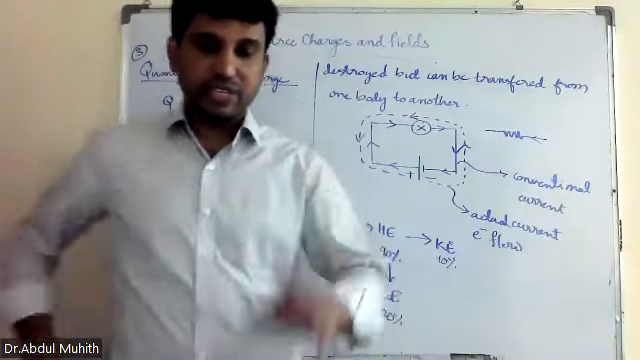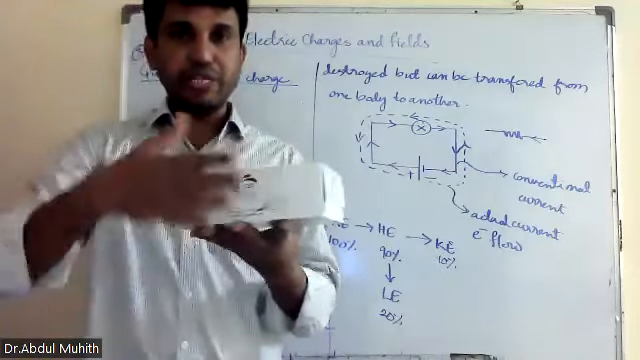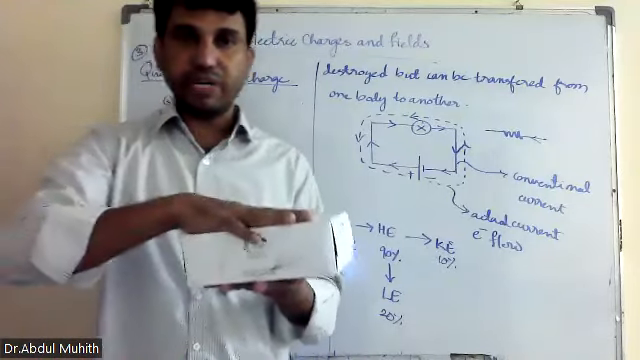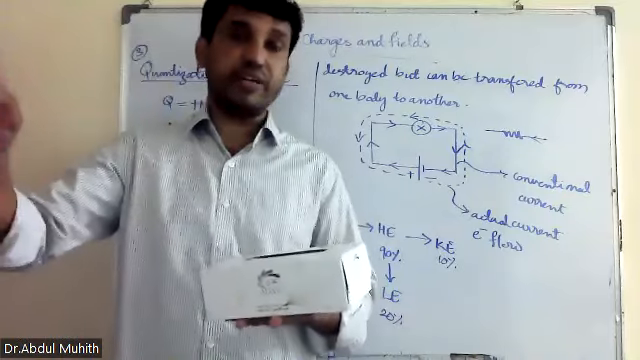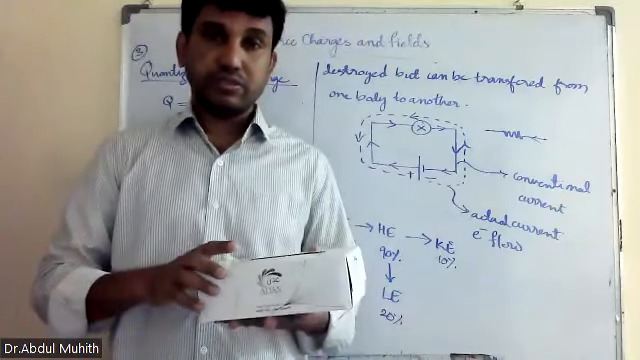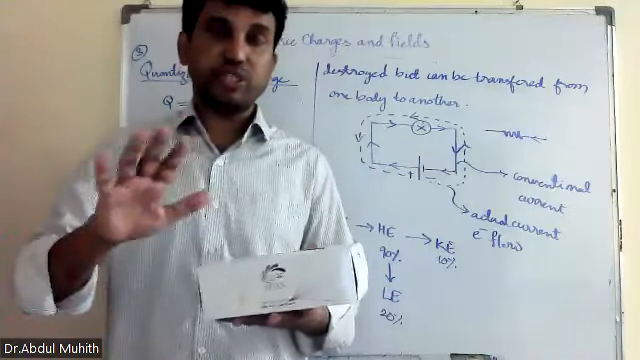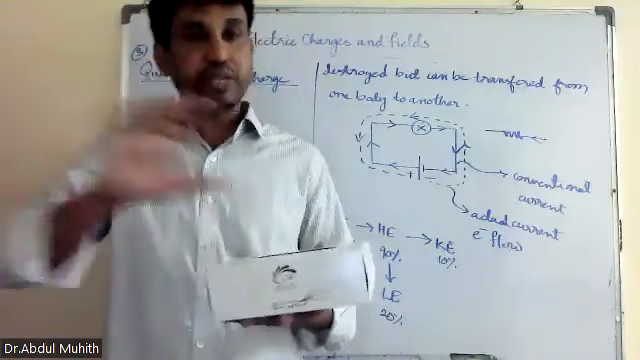It's not possible, right? So the number of electrons on this body maybe can be 100 electrons, maybe 200 electrons or 101 electrons or 99 electrons. Do we have 99.5 electrons? No, sir. 99.5 or 100.1 is not possible.